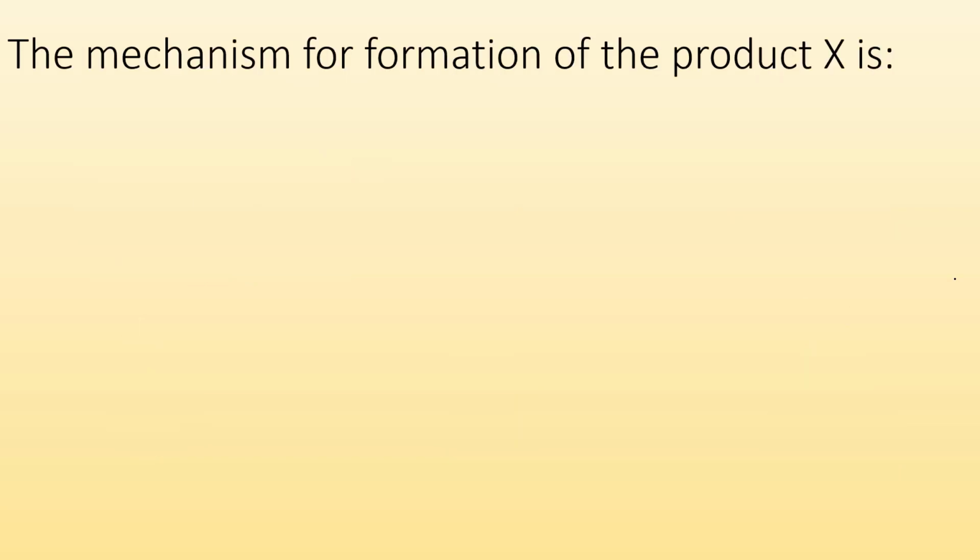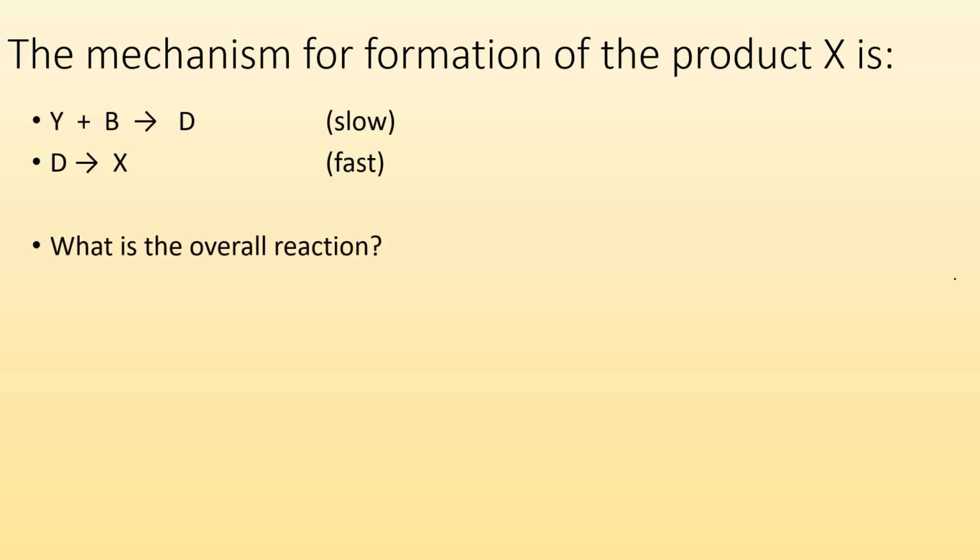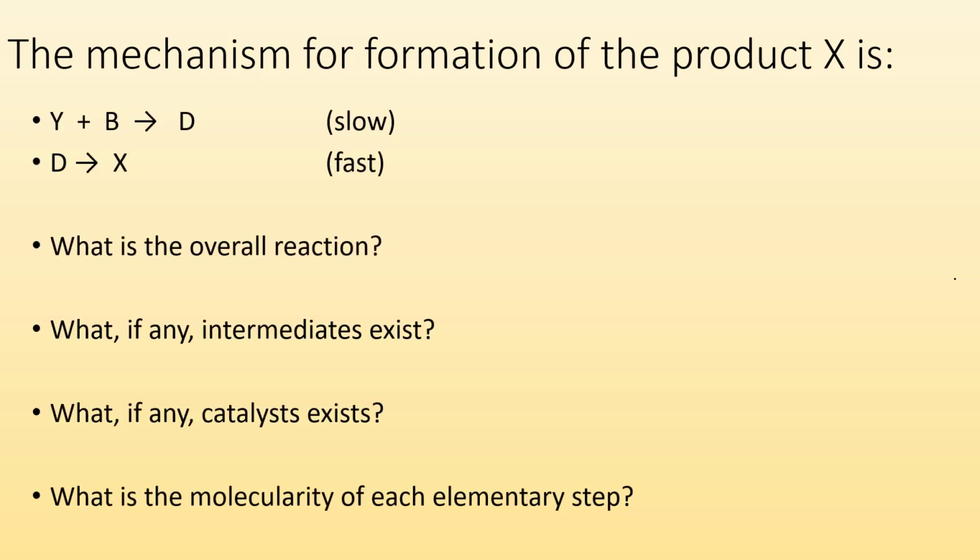All right, so the mechanism for formation of the product X is given to be the following. So here's some things you need to be able to do. What is the overall reaction? What, if any, intermediates exist? What, if any, catalysts exist? And what is the molecularity of each elementary step? So let's start with what is the overall reaction.